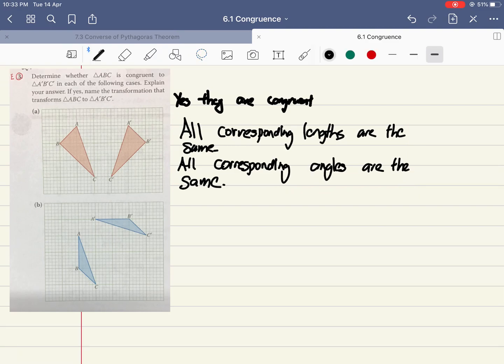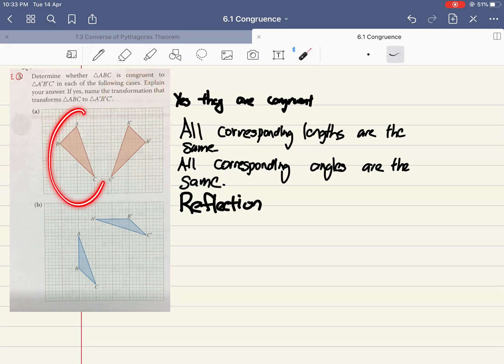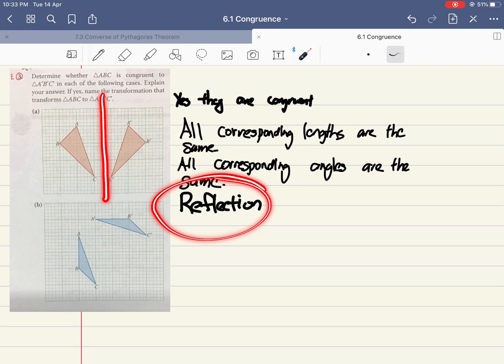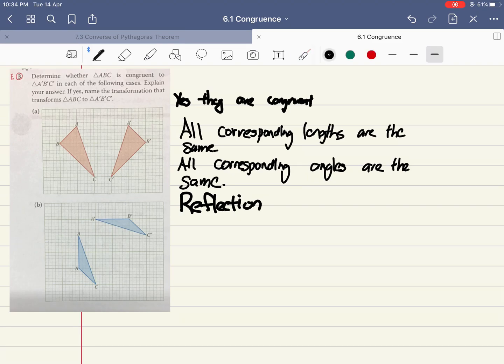Now what's the transformation that has turned triangle ABC into A', B', C'? I think what happens here is it's a mirror image. So what I can say is that it is a reflection. So this is the transformation that transformed ABC into A', B', C', through a reflection. So there's this line of reflection here. This is reflected to this.